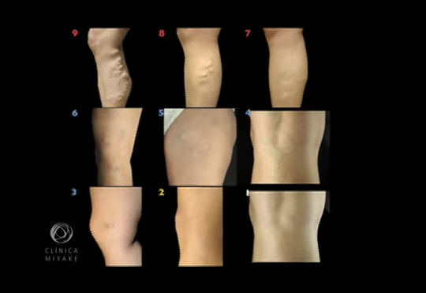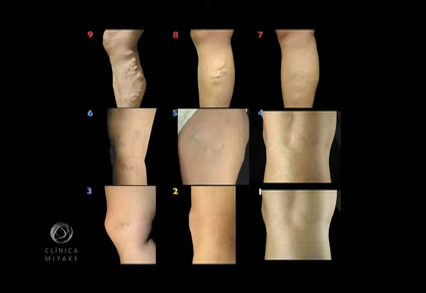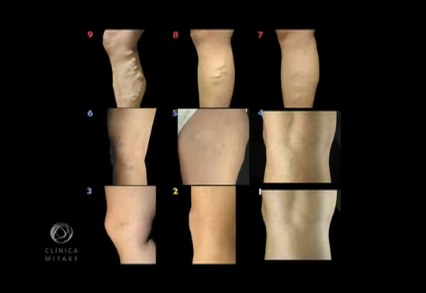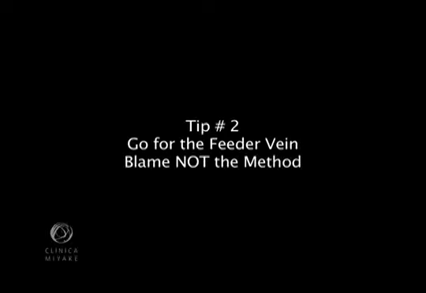This classification helps us to select a treatment plan at a glance. Scores 9 to 7 generally need a more invasive initiative. Note that patients scoring 2 are the best results for any kind of sclerotherapy for the absence of feeder veins and varicosities. Tip number 2. Go for the feeder vein.